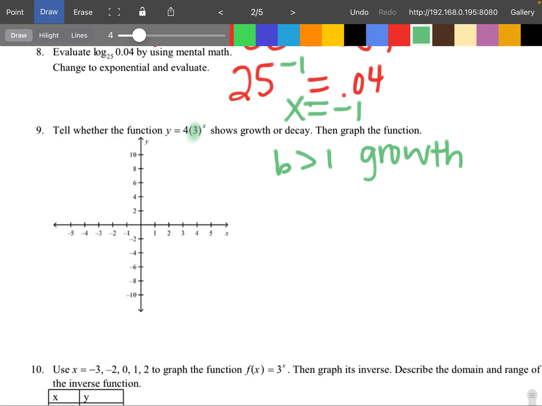And then you can just put this in your calculator. I know that 4 is my y-intercept, so I know it's going to start here at 4. And it's going to be a growth, so it's going to look something like that. Again, you can graph it on your calculator to be slightly more specific. So this is always your y-intercept.